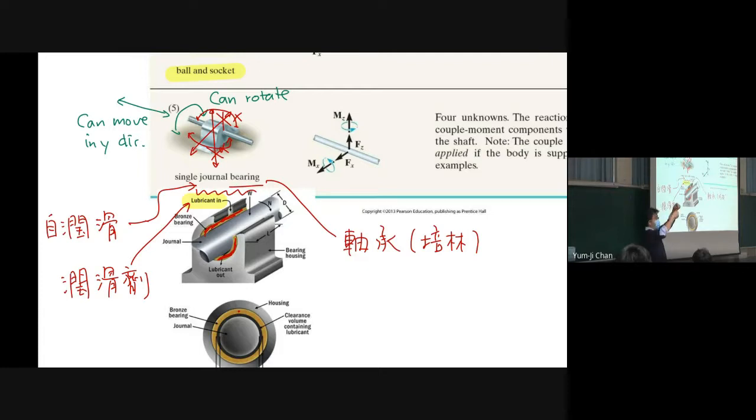And because this bearing has a length, it cannot move in this direction. It cannot move in this direction either. It can go up and down, and it can rotate. So we have two directions of movement possible, but the other four are not okay. Therefore, because four directions of movement are not possible, we have four directions of support reactions: two directions of forces and two directions of moment support.